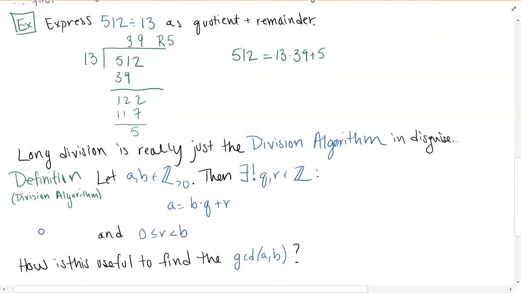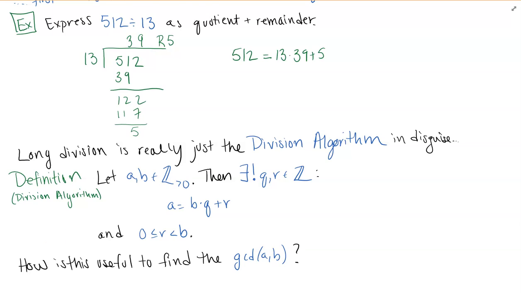So the definition here is we have two positive integers. The subscript is just saying that the integers we choose from have to be positive. Great. Then there exists a unique, that's what the exclamation mark means, unique Q and R in integers such that this is all true. And I forgot a period. That the value of R must be less than B, but still non-negative.